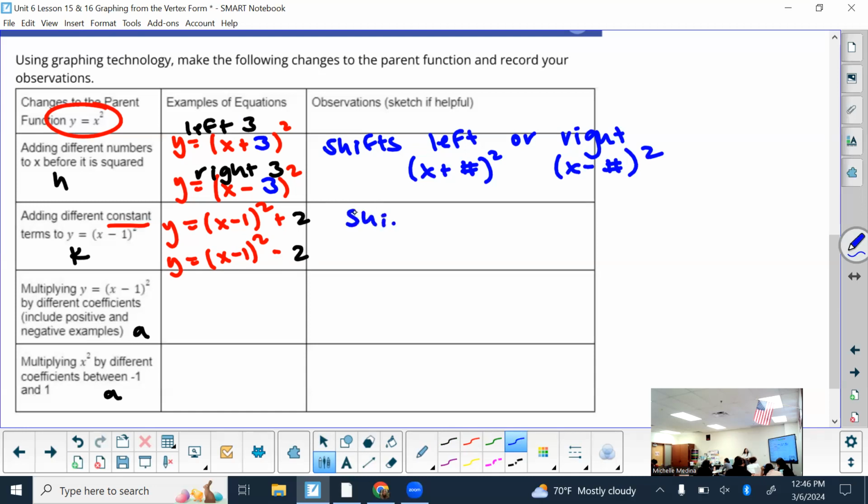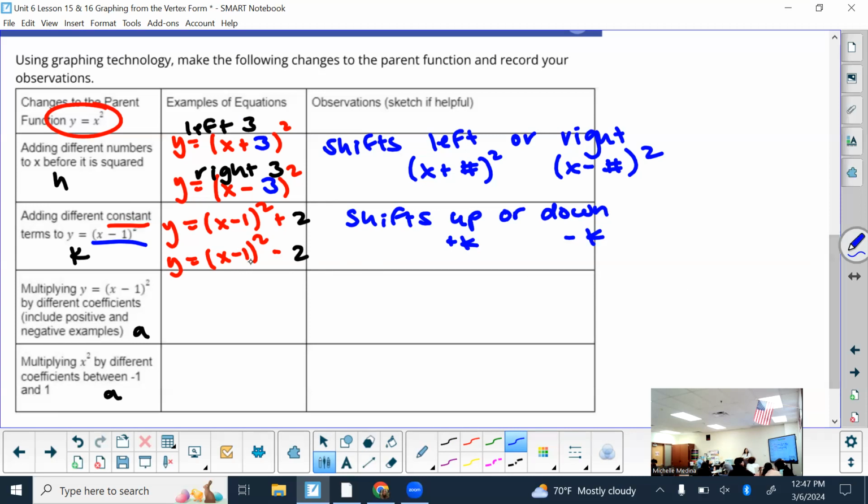It shifts it up or down. That doesn't move it left or right at all. It doesn't make it skinnier or wider. For some reason, they wanted us to add it to this rather than the parent graph, so use that as your parent graph and then compare it. Put it in a different cell with the transformation and compare how it changed. If it went up, that was because your K was positive. If it went down, that's because your K was negative. Good, any questions on that?